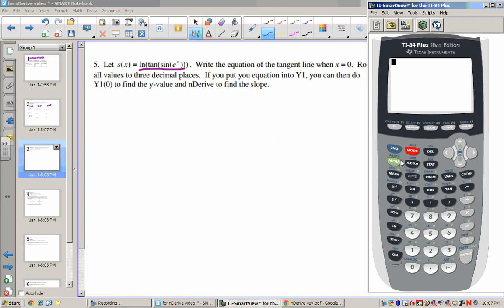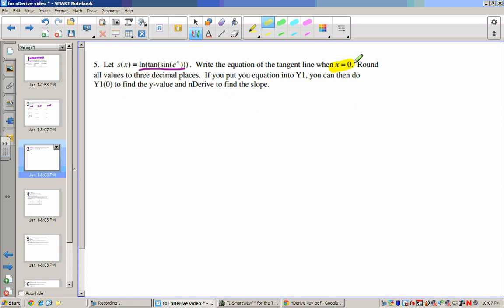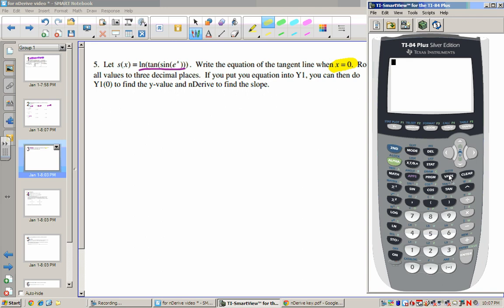And the first thing I want to do is get this at x equals 0. So you'll notice that in this problem, I was interested in all of this when x equals 0. And the first thing I want is my y value. And I can go to vars, yvars, function, y1. And if I do parentheses 0, that'll give me the value at 0.